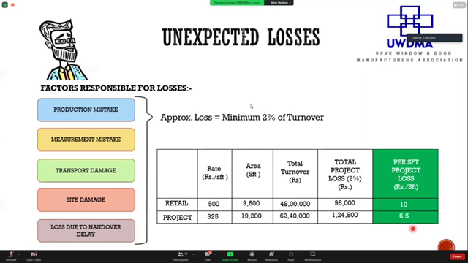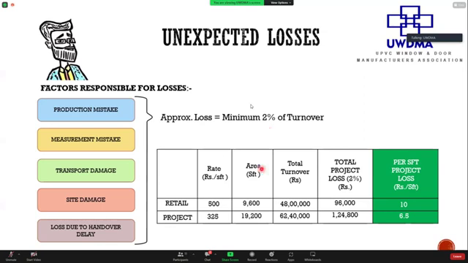Transportation damage, many times, especially glasses, sometimes very expensive glasses, they break during the transportation. And then again, the huge pain, not only of reordering and remaking that thing, the transportation charges are also huge. Site damage, your window could break on the site, or a loss due to handover delay. As I told you, when you won't be able to hand over the site on time, the client will hold your final payments.